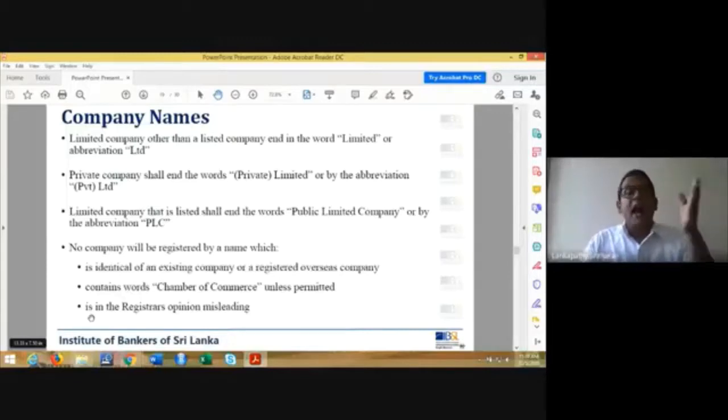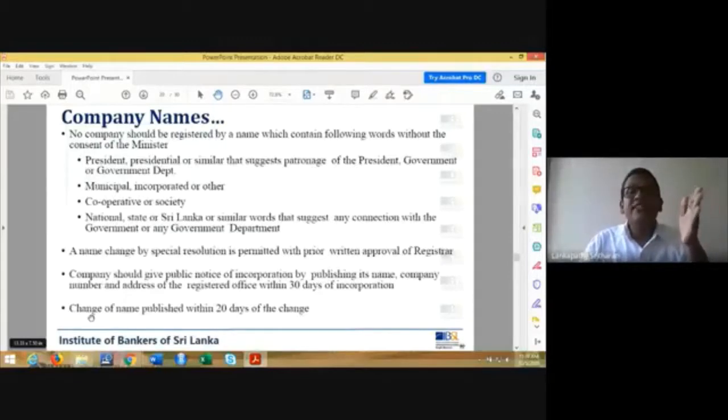Okay, and the other one is that generally a company should not be registered in a name containing the following words without the consent of the minister. If the minister in charge of the registrar of companies doesn't approve, then under the following conditions the company name will not be registered. The first one is president or presidential, or similar words suggesting the government or a government department. In that case, until the minister approves otherwise, that company name will not be permitted.